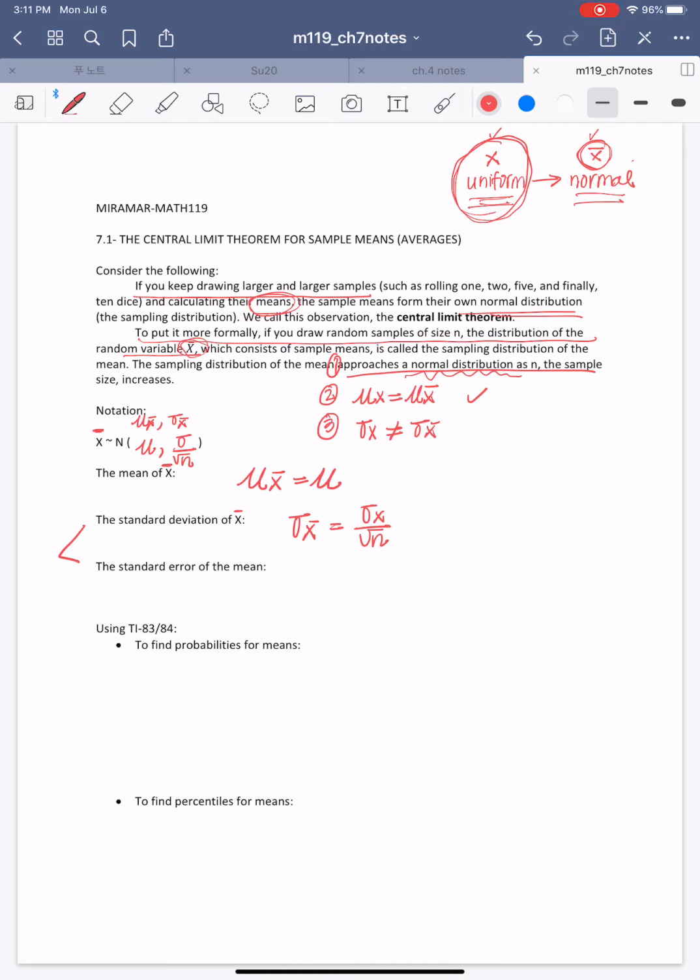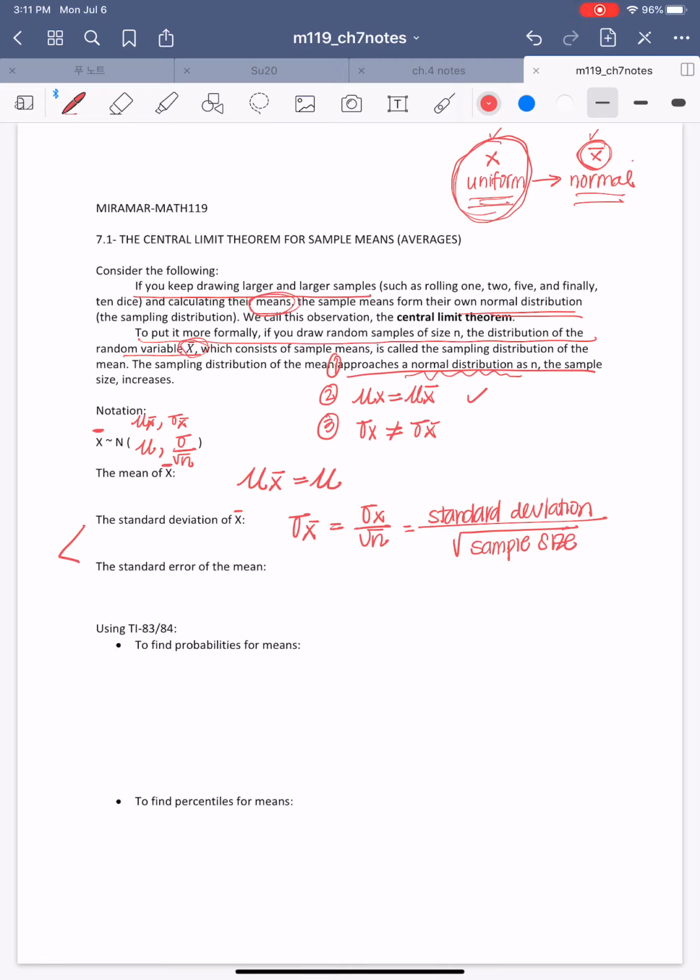Okay. So you're going to be putting the standard deviation divided by the square root of the sample size.